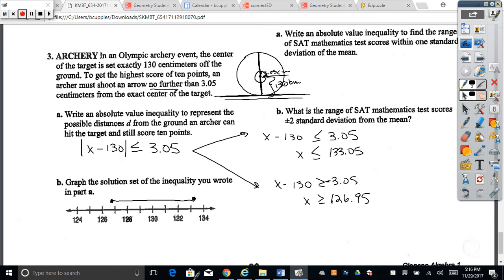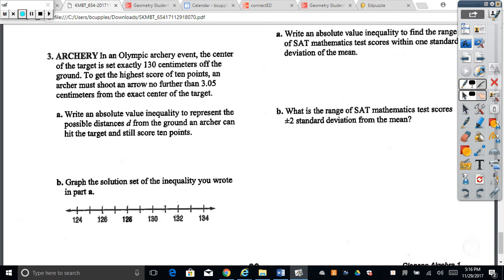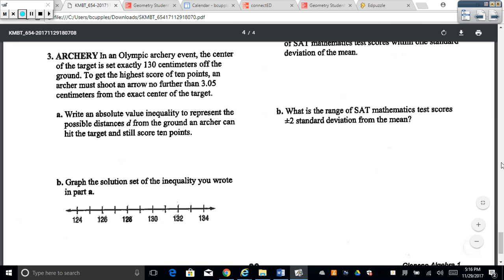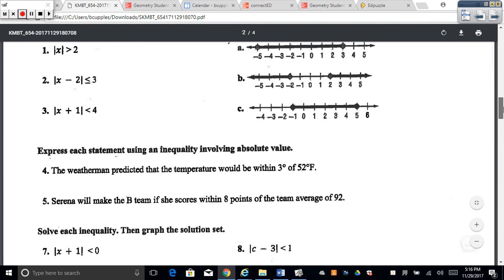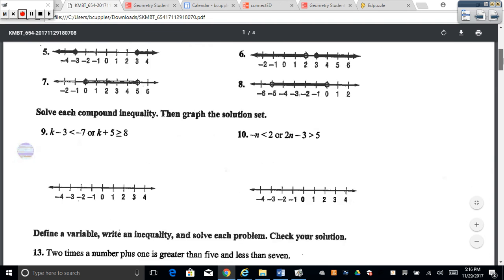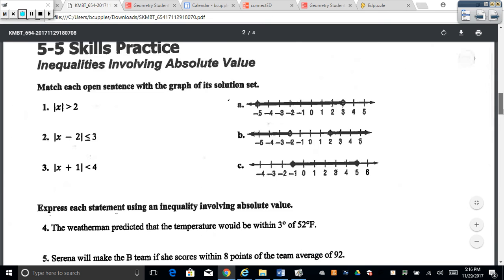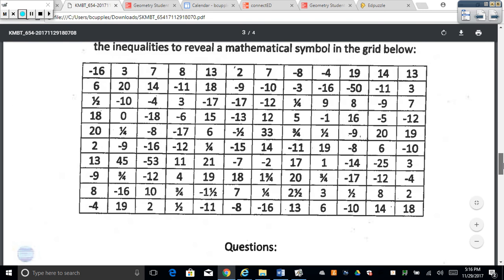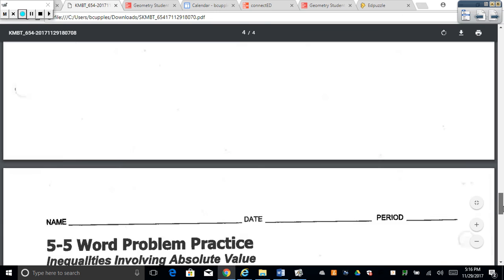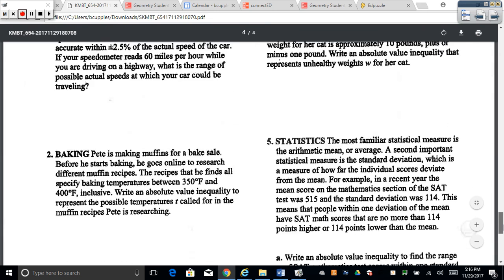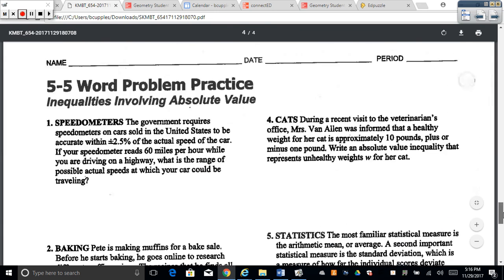All right, so what I'd like you to do, going back to the first page and the second page, remember you are just doing the odd ones. You have a chance for bonus, which needs to be turned in on Monday. And then I want you to finish up numbers 4 and 5, see if you can figure those out.